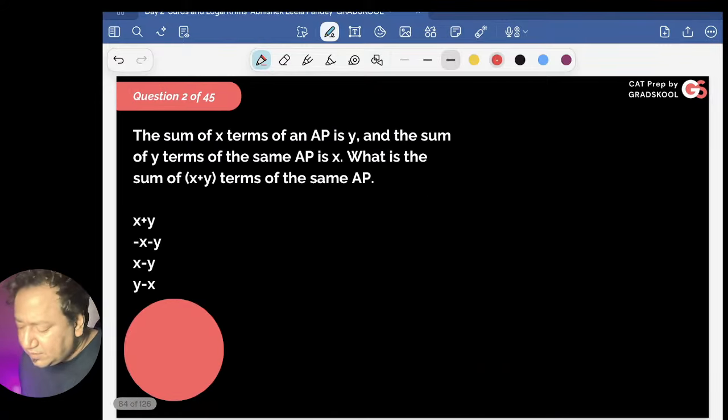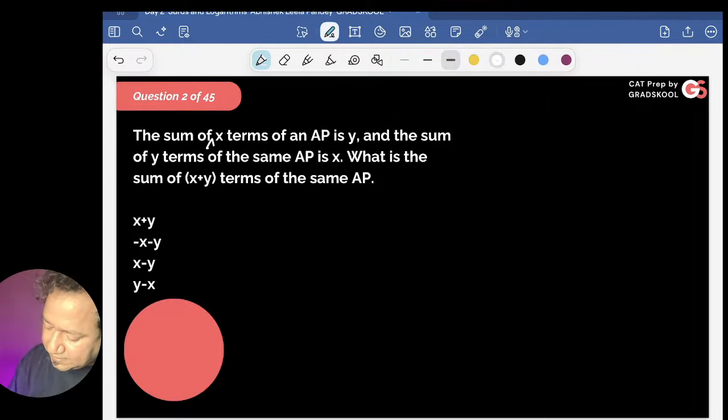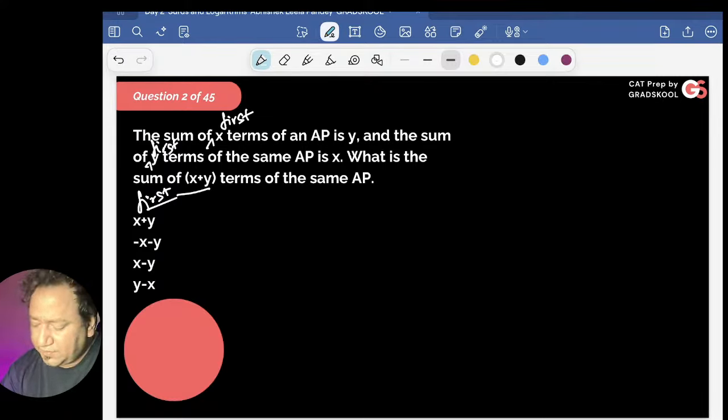It says the sum of x terms of an AP is y. It means, when I say x terms, I want to mention the first x terms. The sum of first x terms of an AP is y, and sum of first y terms of the same AP is x. What is the sum of first x plus y terms of the same AP? That is what we need to find out. Is the question clear? There's an AP, and the sum of first x terms is y. Sum of first y terms of the same AP is x. We need to find the sum of first x plus y terms of the same AP.